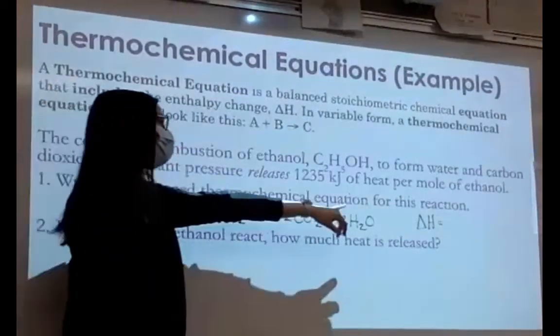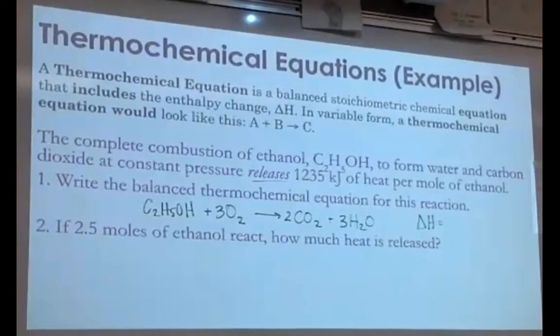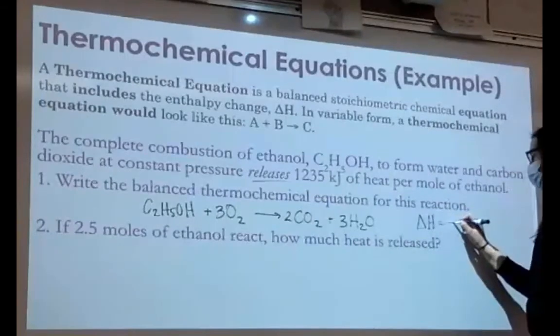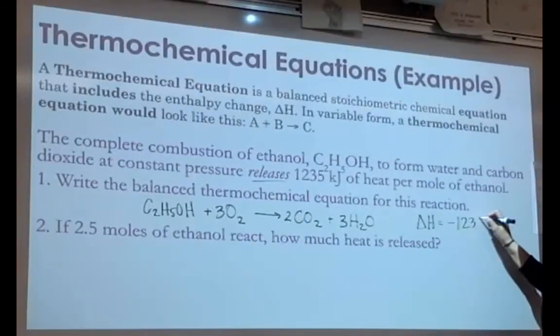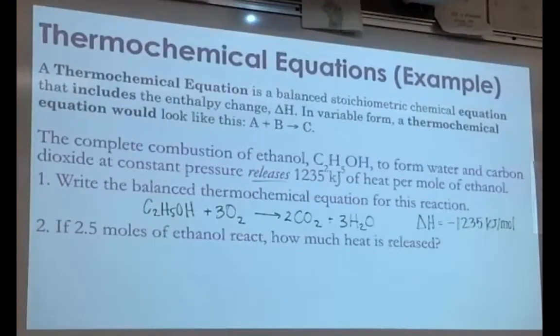So now we just need to fill in delta H. If it releases 1,235 kilojoules, what's the sign for delta H? Negative. It releases. That's exothermic. So negative 1,235 kilojoules per mole. There's our balanced thermochemical equation. It's a balanced equation with delta H off to the side. When we have delta H like this, we can go through stoichiometry problems.